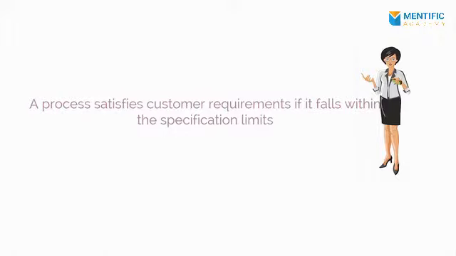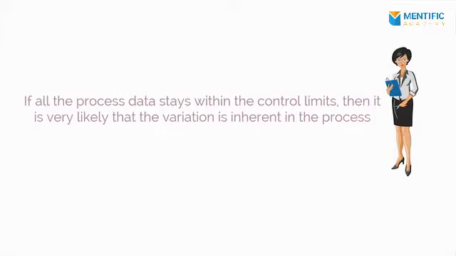specification limits. The third components are the upper and lower control limits, UCL, and LCL. These are calculated from the process data. If all the process data stays within the control limits, then it is very likely that the variation is inherent in the process. That is, it's a common cause of variation. UCL and LCL lie within the upper and lower specification limits. If the process data lies outside the control limits, then it indicates a special cause of variation.